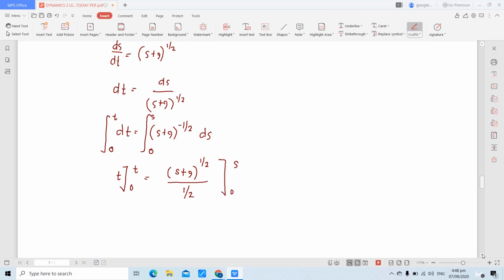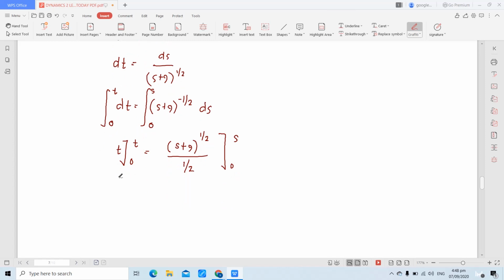Tama po? Simplify now, guys. This will become t minus 0 equivalent to, etong 1/2, kapag tinaas, magiging times 2 dito. So, that will become 2 times quantity s plus 9 raised to 1/2 minus 2, yung s magiging 0 ngayon, 0 plus 9 raised to 1/2. Nagigets? So, cancel dyan. t is equivalent to 2 times quantity s plus 9 raised to 1/2. Paki-simplify ito. 0 plus 9 is 9. Square root, that is 3, minus 6.